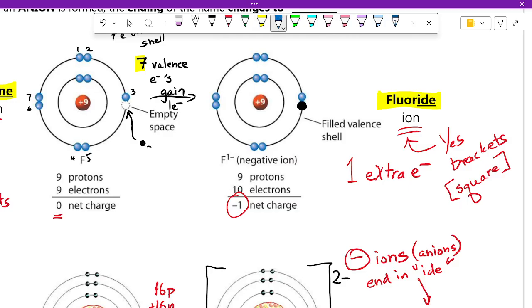Okay, so we're going to draw that in here. Square bracket, square bracket. And do you remember, if we have a -1 charge, what is the most chemistry-y way of writing -1? Just writing negative. Negative means -1 or 1 minus. So if you just see a negative, that means 1 minus or -1.